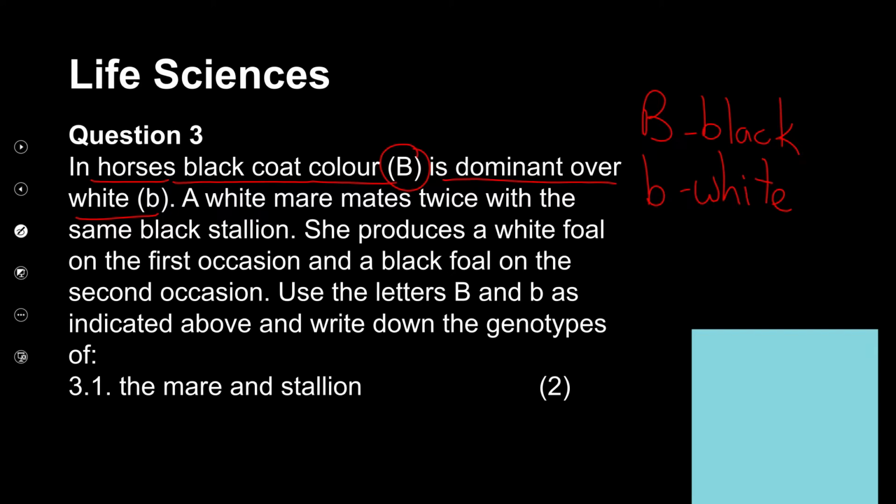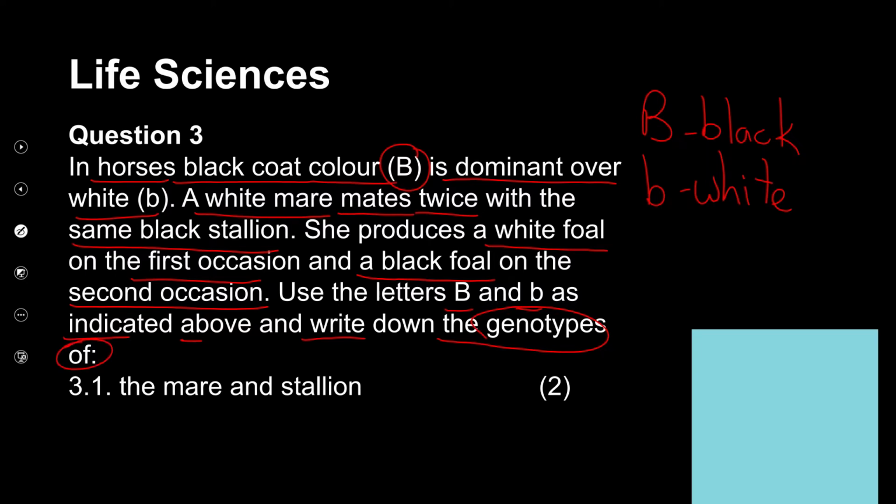Let's read further. A white mare mates twice with the same black stallion. She produces a white foal on the first occasion and a black foal on the second occasion. Use the letters B capital and b small as indicated above and write down the genotypes of the following.